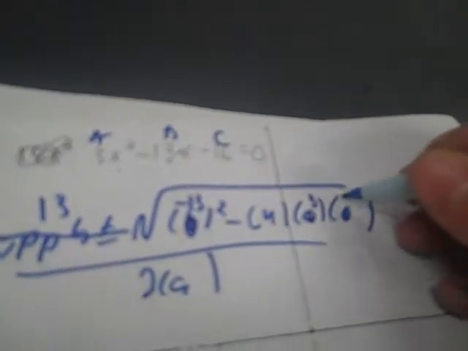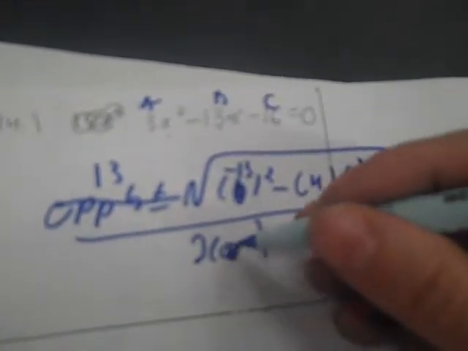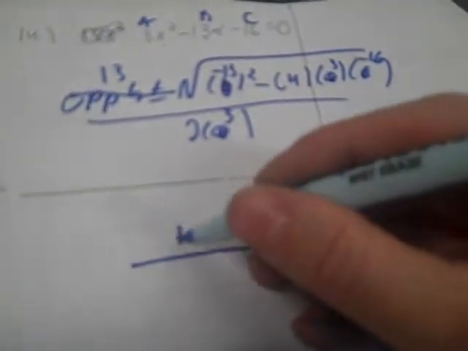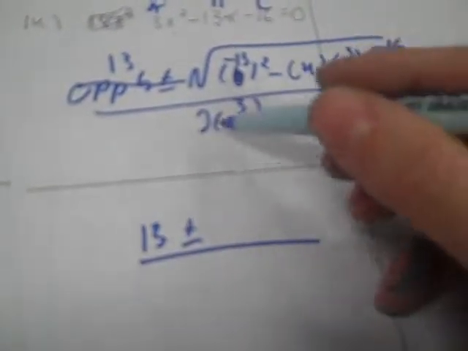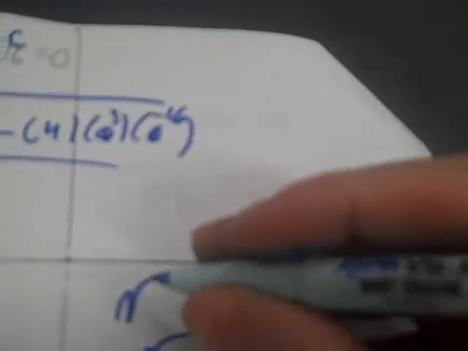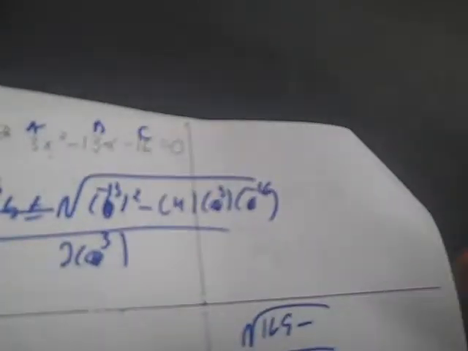So the opposite of negative 13 is 13. B is negative 13, 4, A is 3, C is negative 16, and A is 3. So you got 13. 2 times 3 is 6. Okay, negative 13 times itself. Let's see what negative 13 times negative 13 is. That'd be 169 minus, then I go 4 times 3 times negative 16, negative 192.